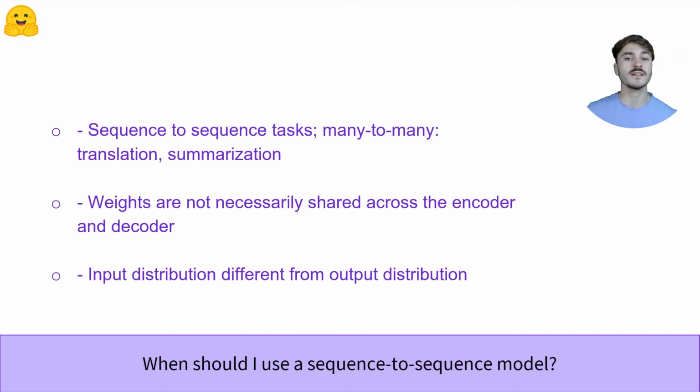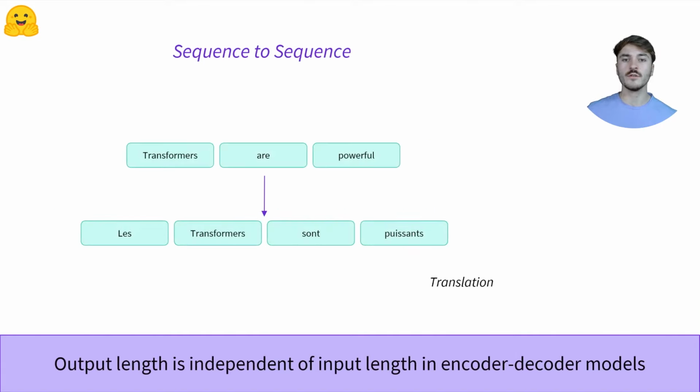Encoder-decoders are special for several reasons. Firstly, they're able to manage sequence-to-sequence tasks, like translation that we have just seen. Secondly, the weights between the encoder and the decoder parts are not necessarily shared. Let's take another example of translation. Here, we're translating "Transformers are powerful" in French. Firstly, this means that from a sequence of 3 words, we're able to generate a sequence of 4 words. One could argue that this could be handled with a decoder that would generate the translation in an auto-regressive manner, and they would be right.